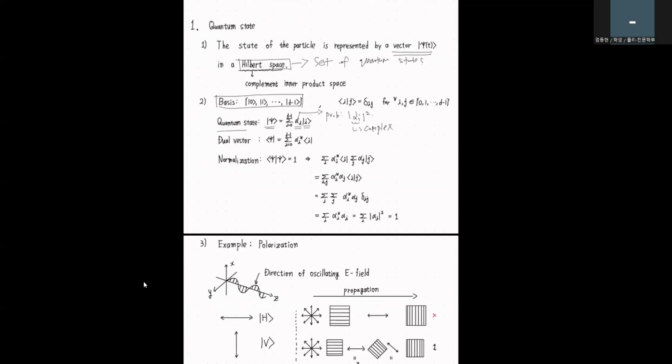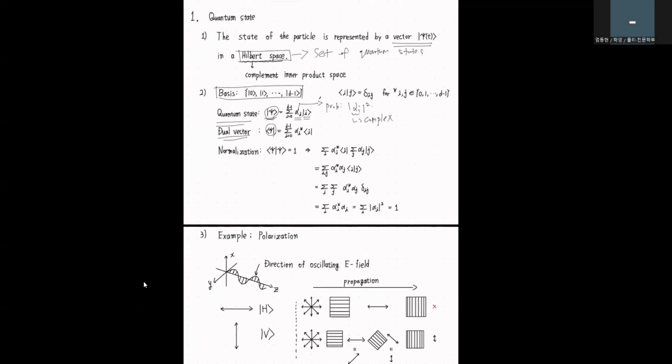Now, for each quantum state, I have a corresponding dual vector, which is basically if I have a corresponding ket, I also have a corresponding bra. And that's just a complex conjugate of the quantum state. Now, if I were to multiply these through an inner product, I would get 1.